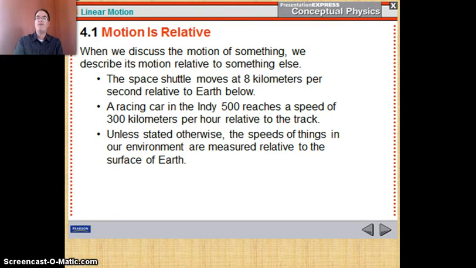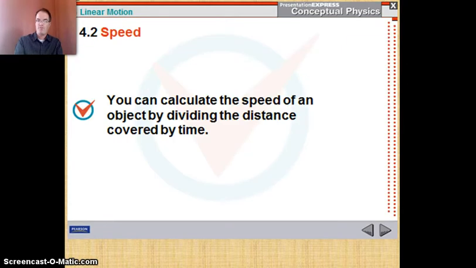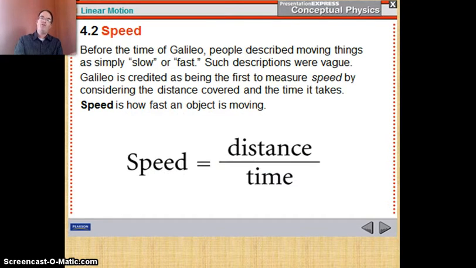We will just make the assumption in the problems and situations that we consider that we will always be referencing the Earth, the surface of the Earth. Right? You can calculate the speed of an object by dividing the distance covered by the time it takes to cover it. Whether that is fast or slow, it doesn't matter. The distance covered divided by the time will give you the speed.